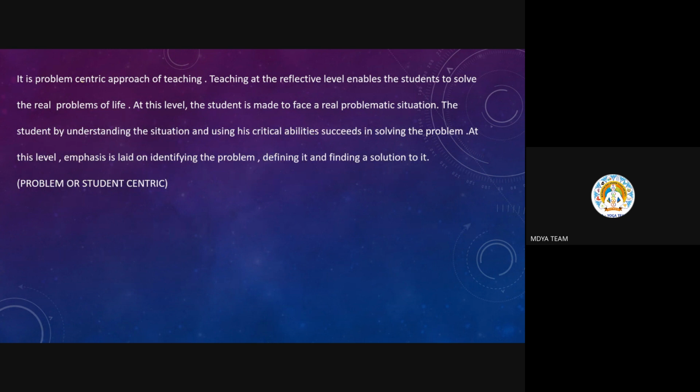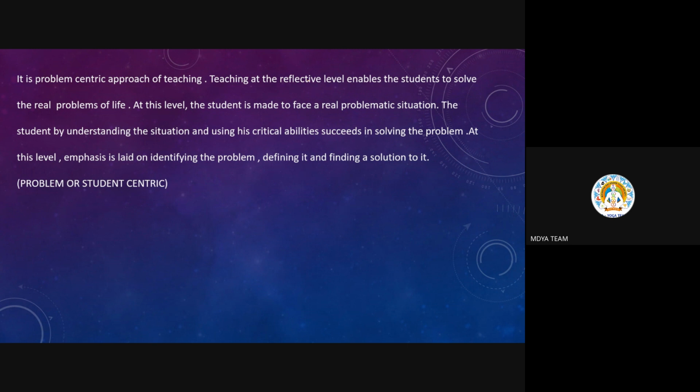It is a problem-centric approach of teaching. Like in a PhD, you are given a problem. You have to do your research on that topic. You just take a problem and try to solve that problem with your research. So it is a problem-centric approach of teaching.